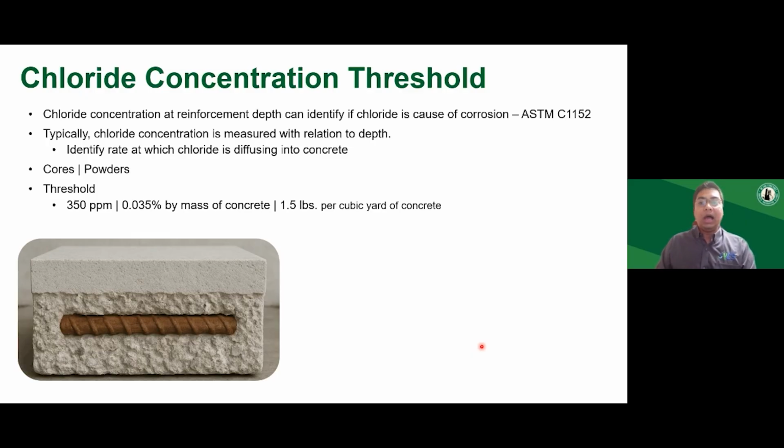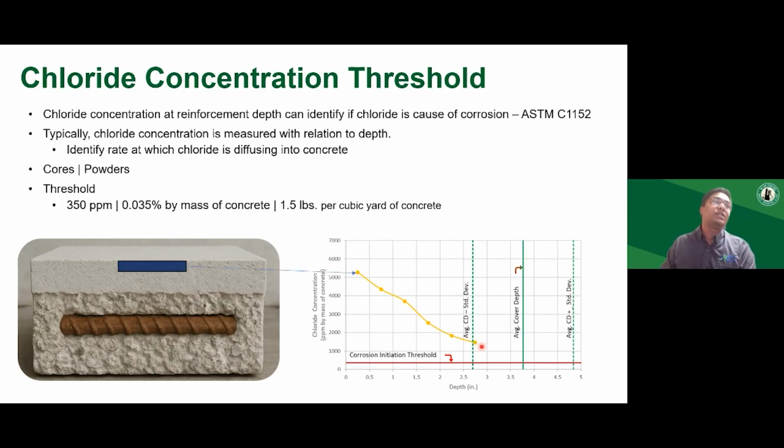So to understand the chloride risk, or the risk for corrosion induced by chlorides, you need to know how much chloride is present at the rebar depth. And for that, we do some concrete sampling starting at the concrete surface and going all the way to the rebar depth. We can take samples in the form of concrete cores and analyze the chloride content at different depths, or we can also take samples in the form of powders, and we can analyze the chloride concentration.